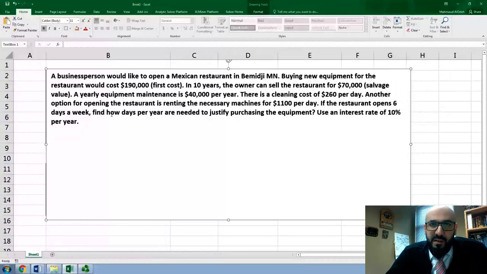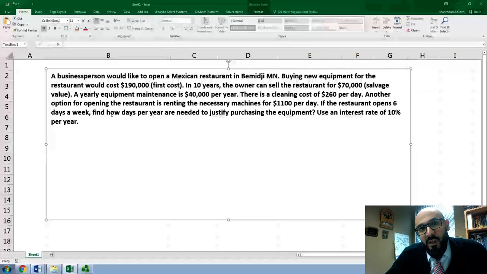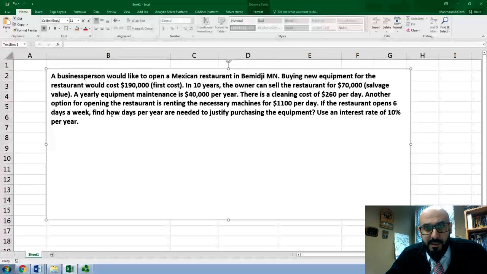Hi, I received this question on chapter 8, and this is problem 8 in the chapter. This is a good question because it is mixing the previous chapters, the time value of money, with break-even analysis. So let's read this question.